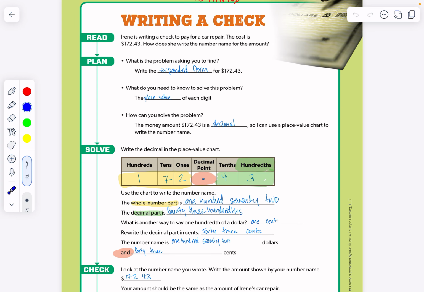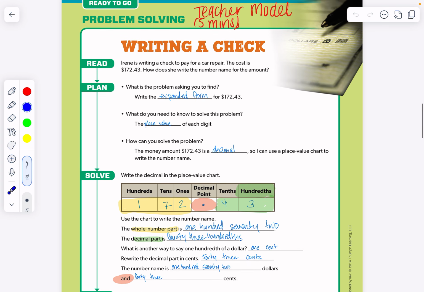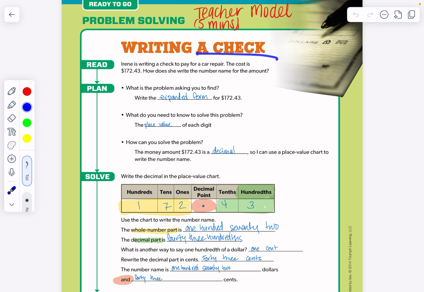So the question that you are going to be modeling for about 5 minutes is this problem here. It says Irene is writing a check to pay for a car repair. The cost is $172.43. How does she write the number name for the amount?